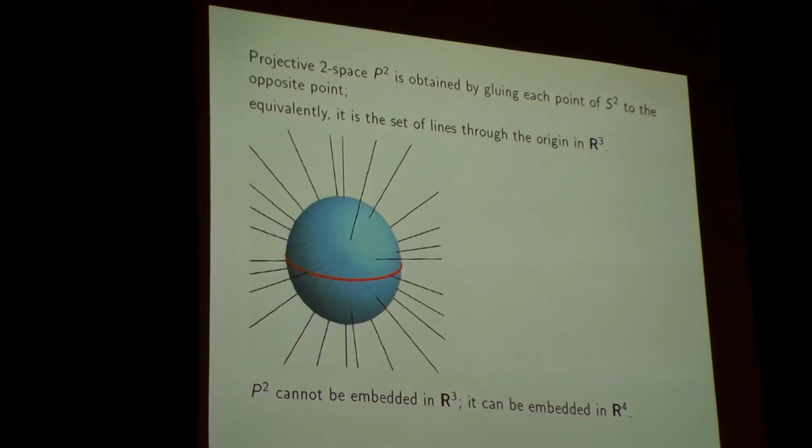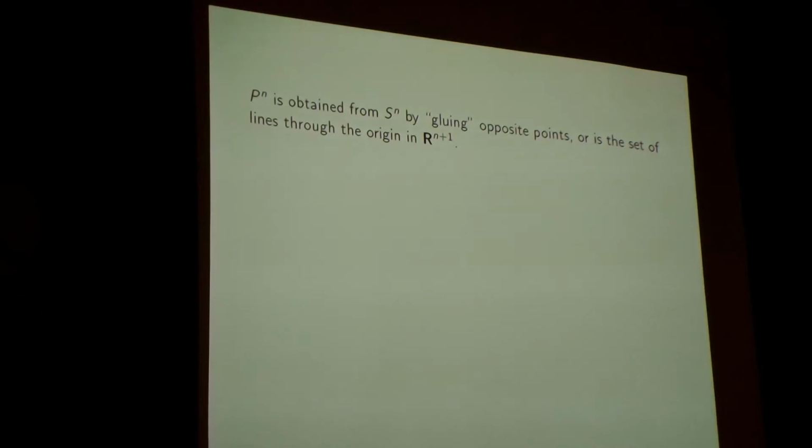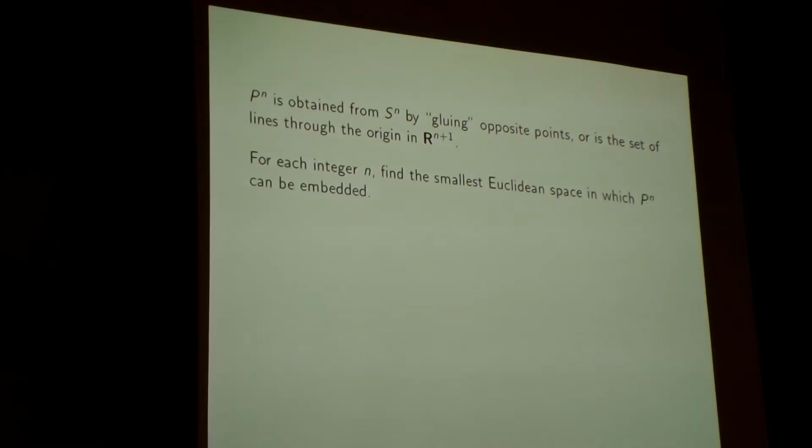So now we go up to many dimensions, and so we can talk about n-dimensional projective space obtained from the n-dimensional sphere by abstractly identifying each point with a point directly opposite it. Or you could think of it as the set of lines through the origin in n+1 dimensional space. And you could ask the question then, for this space, how many extra dimensions are required for it physically to exist, for it to be embedded in Euclidean space?